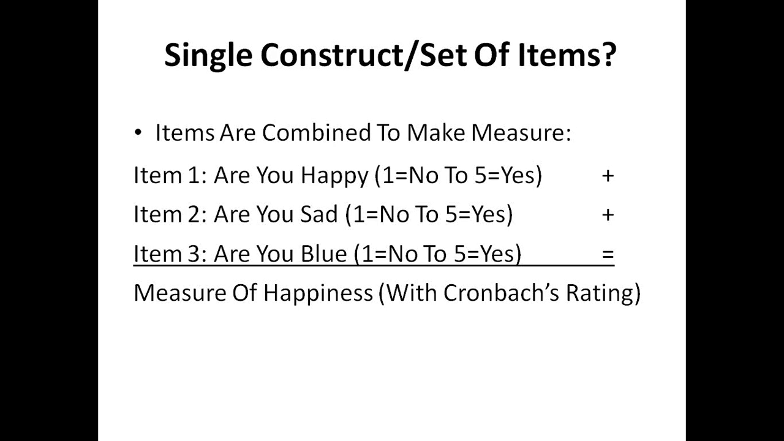So in order to make a measure of happiness, the items are combined. You might add are you happy to are you sad to are you blue, and you add them all on up, and it'll create one number, right? A summed number, and that will be the measure of happiness, and that measure will have a Cronbach's alpha rating within it.